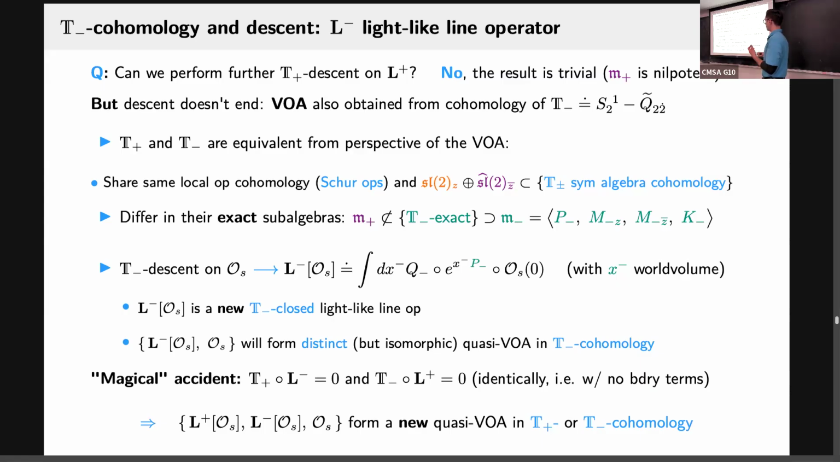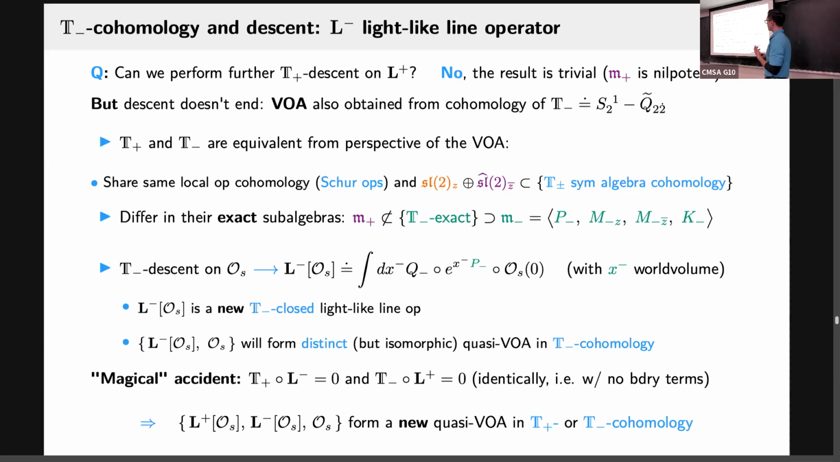And this is the reason why I call it a magical accident, because L minus is not a T plus descent operator, but nonetheless, in this quixotic way, it forms a good T plus cohomology class. And I already kind of told you why, because of this T plus exact relation that has this discontinuity about the VOA plane on it.